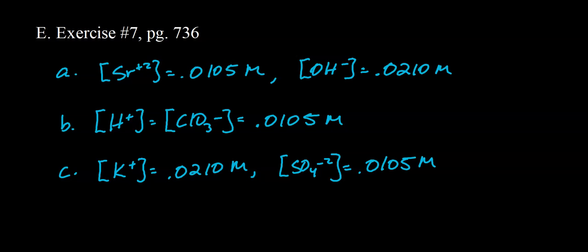And then letter C, this is neither an acid nor a base. This is a soluble salt. All soluble salts are like strong acids and strong bases, strong electrolytes. So it dissociates completely into 2 moles of potassium ions and 1 mole of sulfate ions per mole of potassium sulfate that dissolves. So we get those concentrations for those constituent ions.